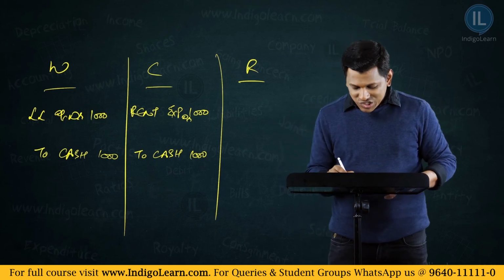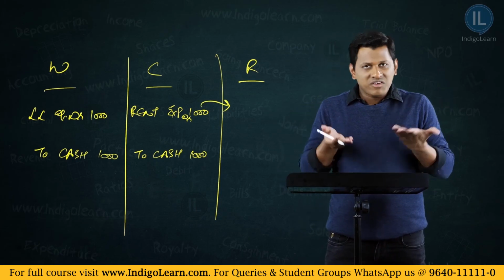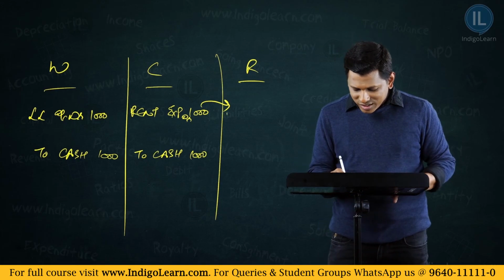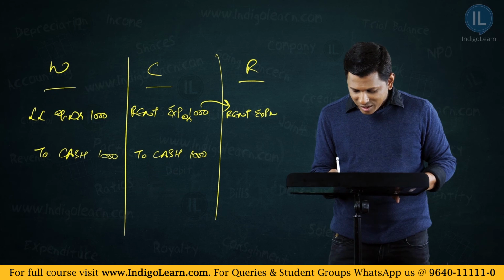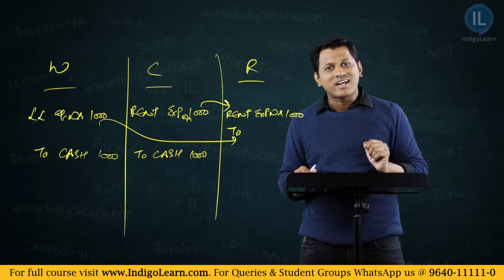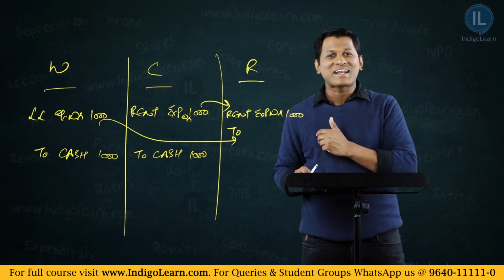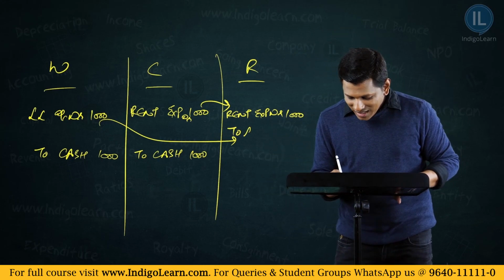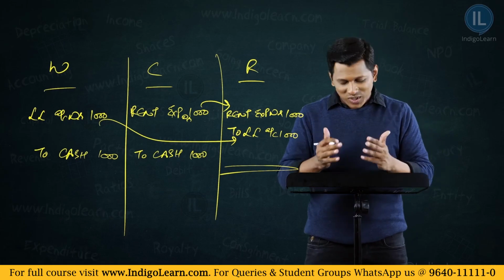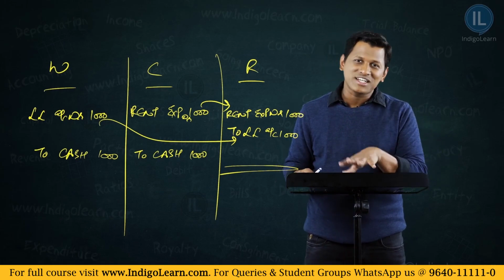Now what is the rectification? Whatever should have been debited but was not debited, now you will debit. So rectification: rent expenditure debit 1000. What should not have been debited but was debited, now you will rectify it. So to landlord account 1000. So friends, by doing this, you are making sure this particular item is rectified.